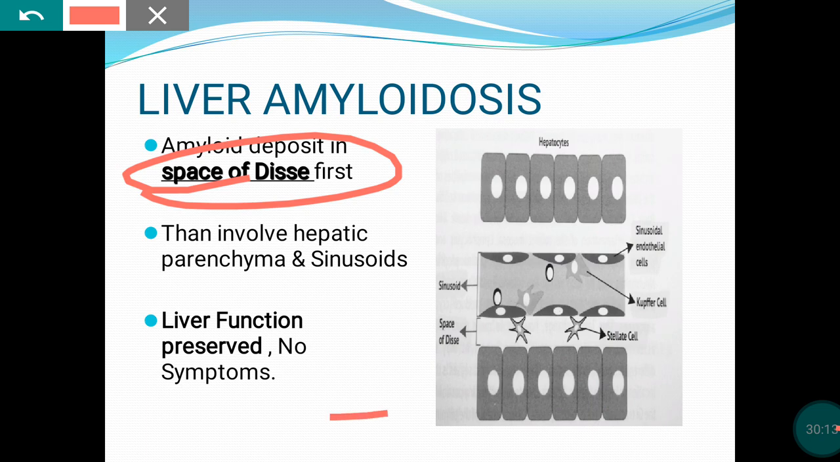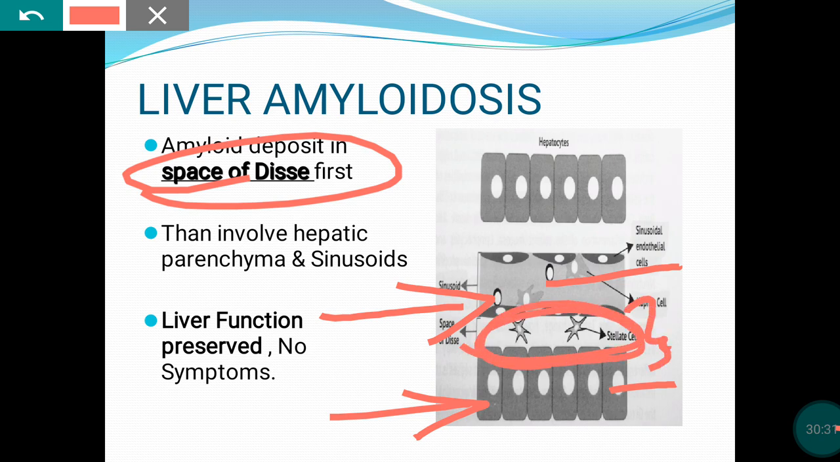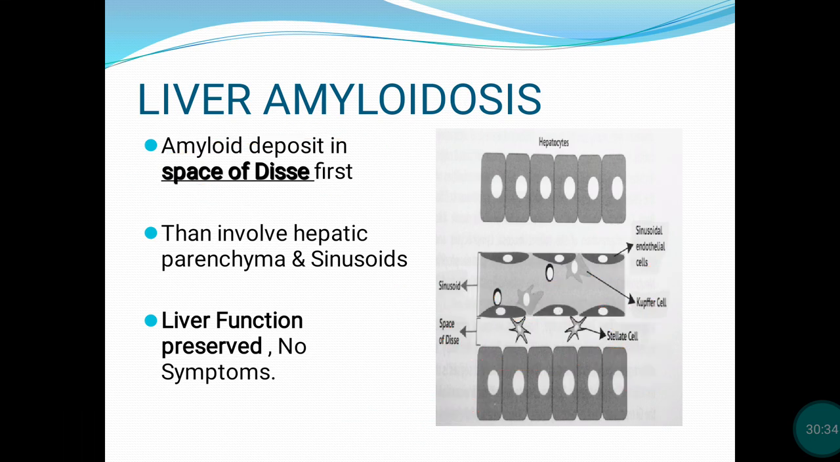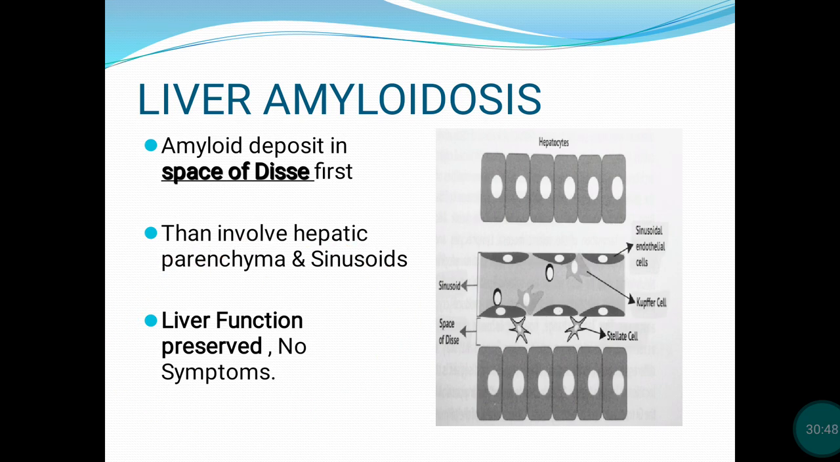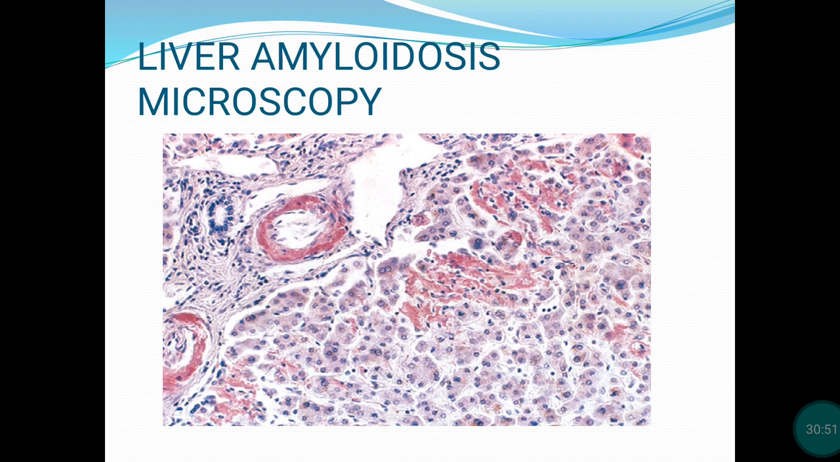See, this is the hepatocyte of the liver, and this is the sinusoids, that is blood vessel modified. The space between this hepatocyte and this sinusoid is known as space of Disse. So the amyloid deposition starts first in this space. Then it can involve the hepatic parenchyma and the sinusoids. One surprising fact is that liver function is usually preserved in liver amyloidosis. It will not cause much harm.